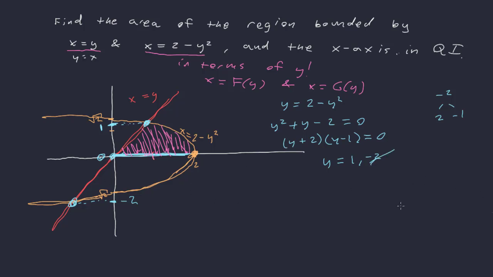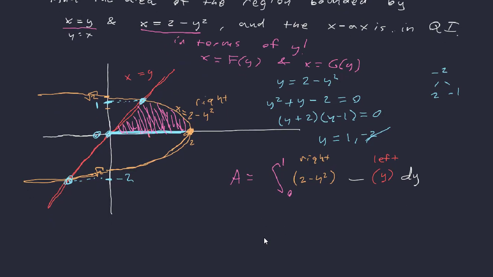So the area is going to be the definite integral from 0 to 1 of, remember we do right minus left. So here's our right side. Our right side is this 2 minus y squared, minus the left side, which in this case is the x equals y, dy. And then we just integrate this.